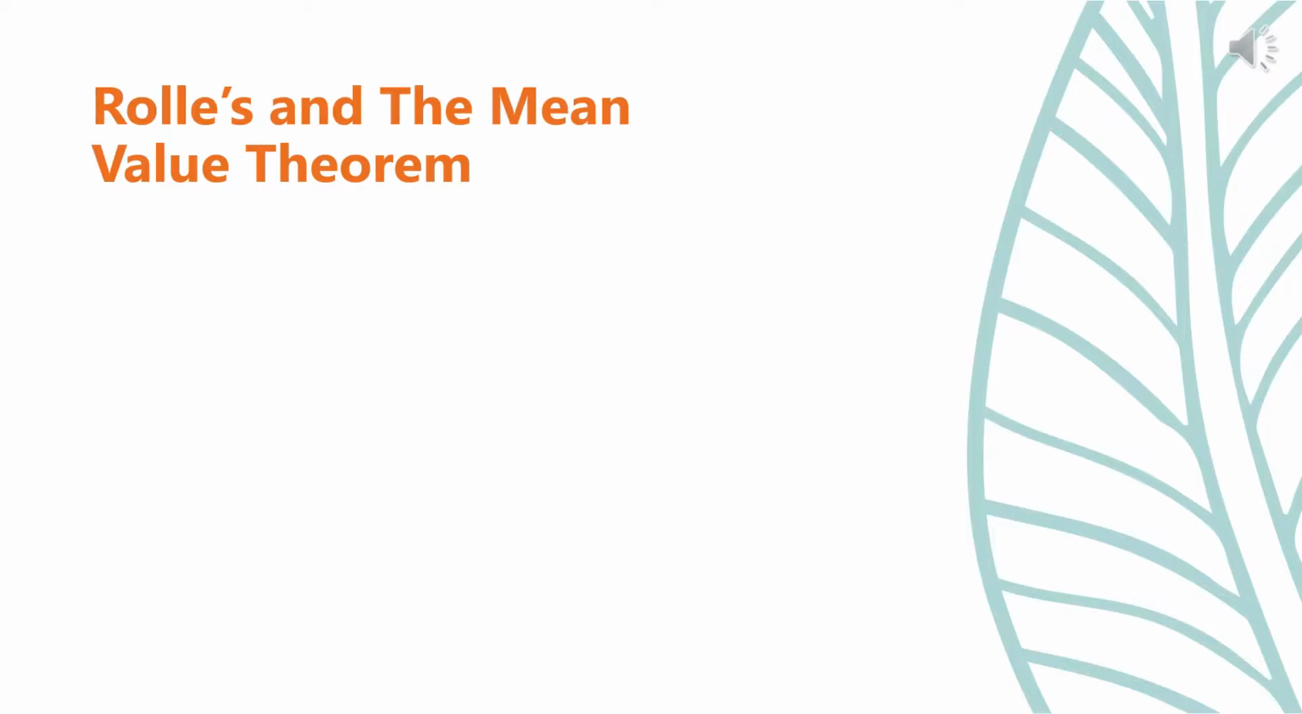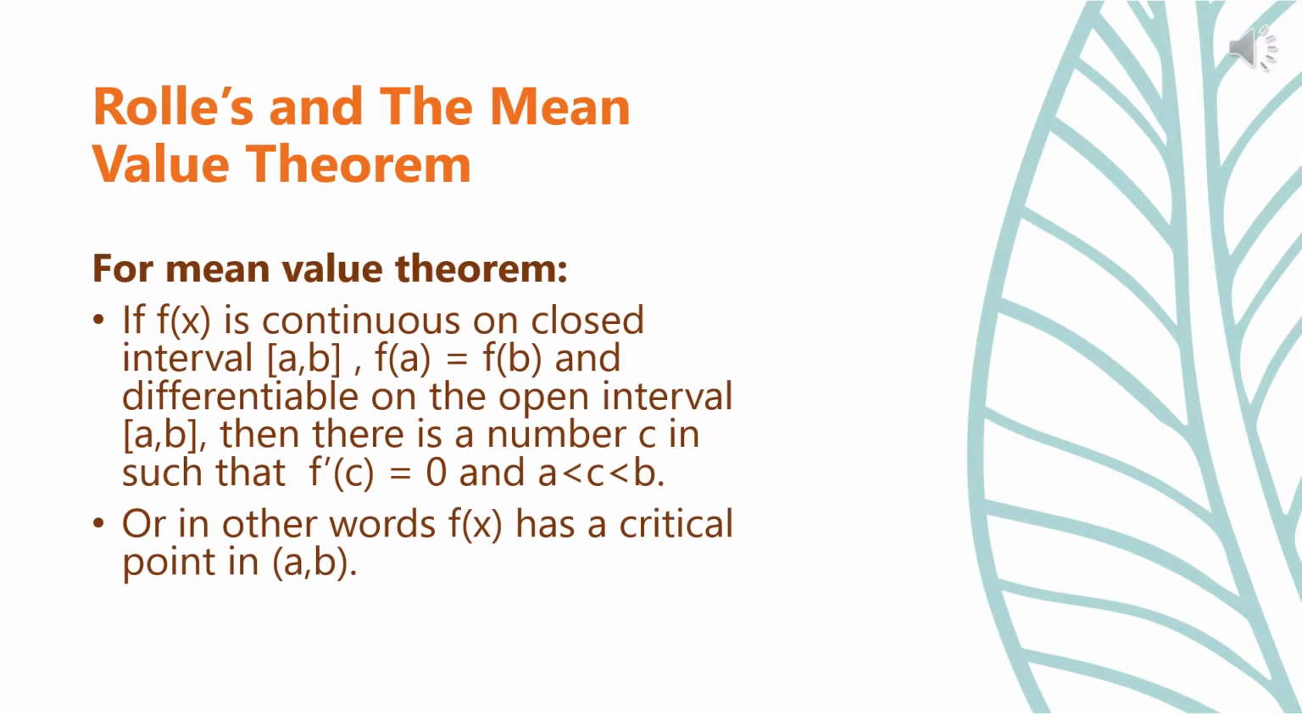Second topic for differentiation is mean value theorem. It is stated that if a function f is continuous on the closed interval [a, b] and differentiable on the open interval (a, b), then there exists a point c in the open interval (a, b), such that the derivative f'(c) is equal to the function's average rate of change over the closed interval [a, b].